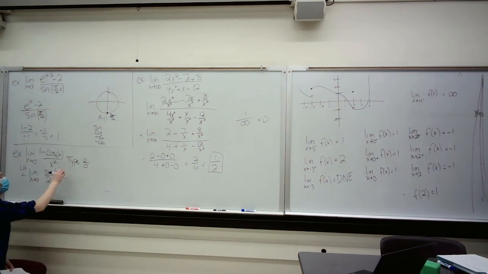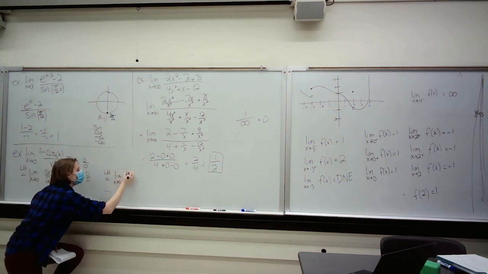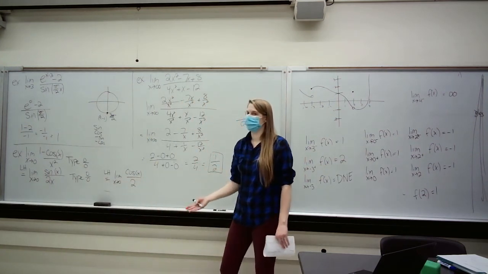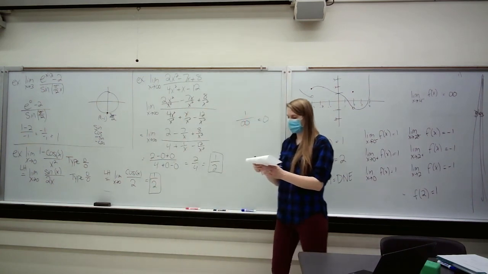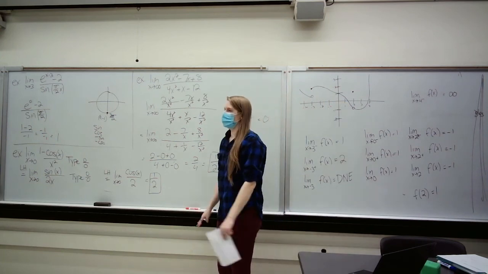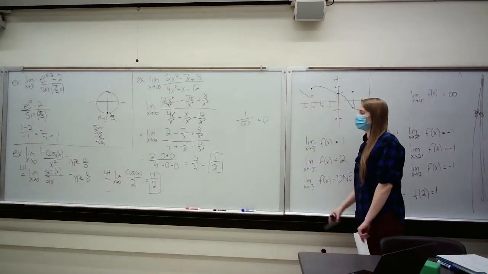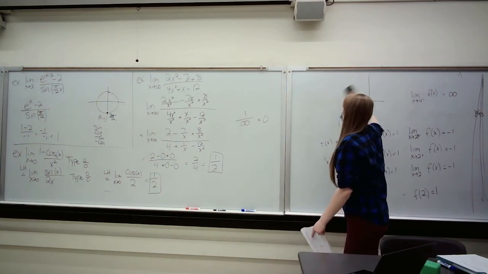Now if I plug in, I still have sine 0 is 0 over 0, so I still have a type 0 over 0. I can just use L'Hopital's again, which is fine. Using L'Hopital's, my derivative is cosine of x over just 2, with the limit as x goes to 0. Now I'm dividing by 2, so I'm okay. Cosine of 0 is 1, so 1 over 2. That's my limit there. Are we okay with this? You might need to use L'Hopital's rule twice, which is fine. You can use it as many times as you're allowed to or want to. Just use it until you no longer have 0 over 0 or infinity over infinity.